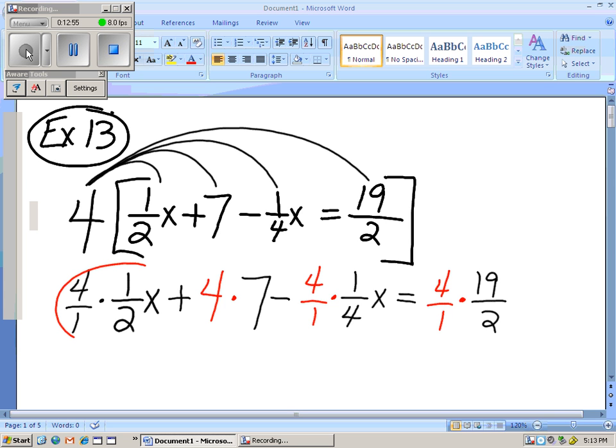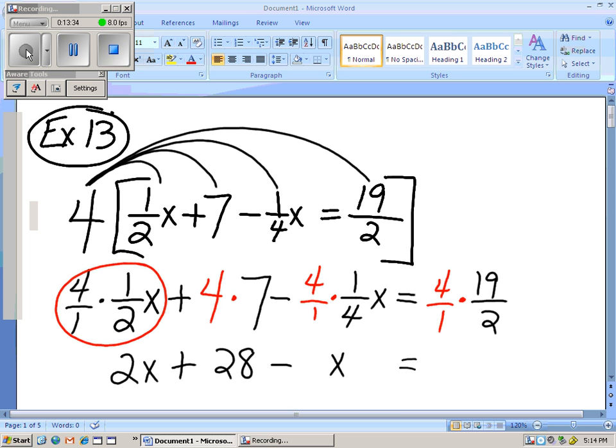All right, let's look at this piece right here. 4 over 1 times 1 over 2. You guys can use your calculator to do this. It's going to end up being 4 over 2, which simplifies to 2x. Do that on your calculator. 4 over 1 times 1 over 2. You're going to get 4 over 2, which simplifies to 2. Plus 4 times 7 is 28. This is calculator work that you guys can do. Back to the calculator. 4 over 1 times 1 over 4 is going to give us 4 over 4. Do that on your calculator. 4 over 4 is just 1. So we have 1x, but you know what? We never write that 1 in front of the x, so we're just going to call it x.